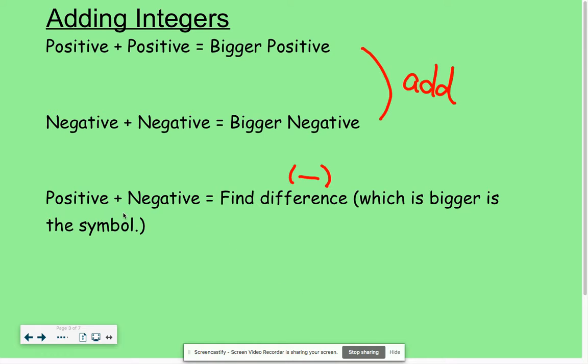And then we have to look which number is bigger. Was it the positive number or was it the negative number? Whichever one is bigger is what the symbol's going to be. So if the positive number was the bigger number of the two, it's going to be a positive answer. If the negative number was the bigger number, then the answer will be negative. Let's take a look at some of the examples of these types.